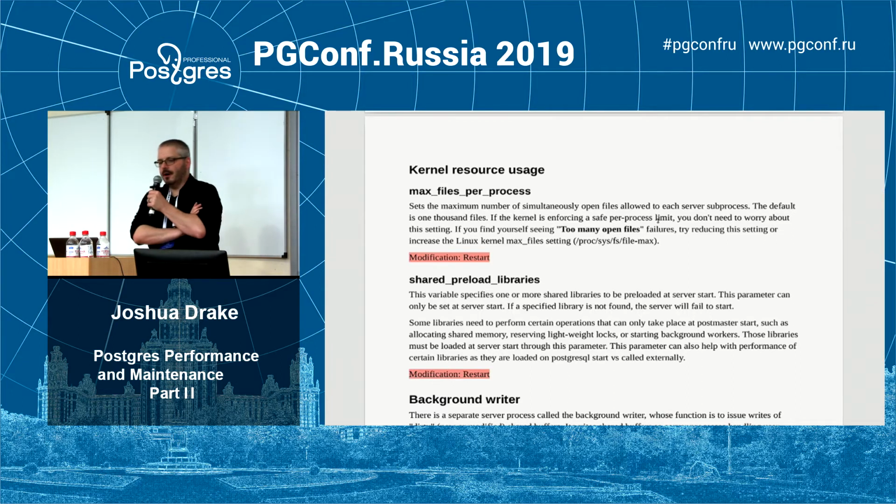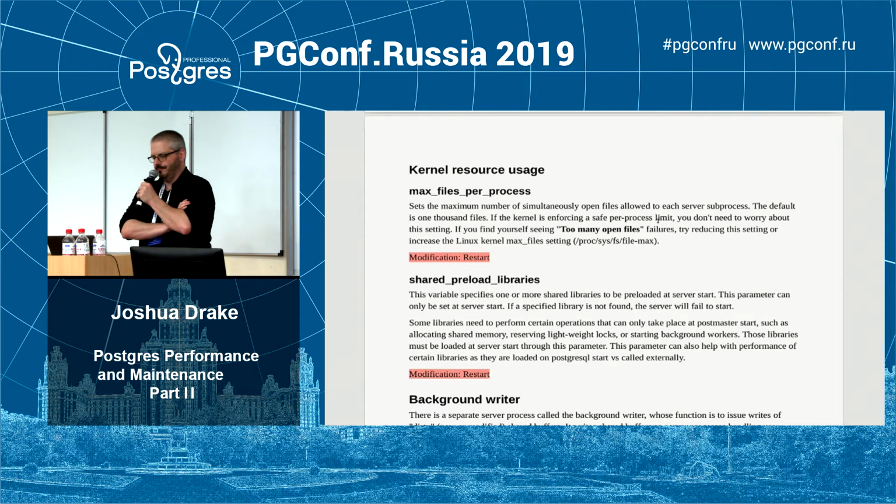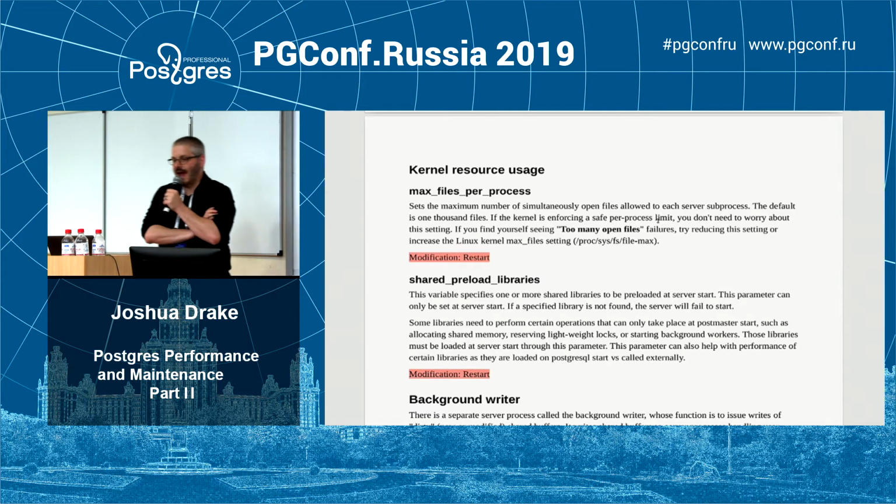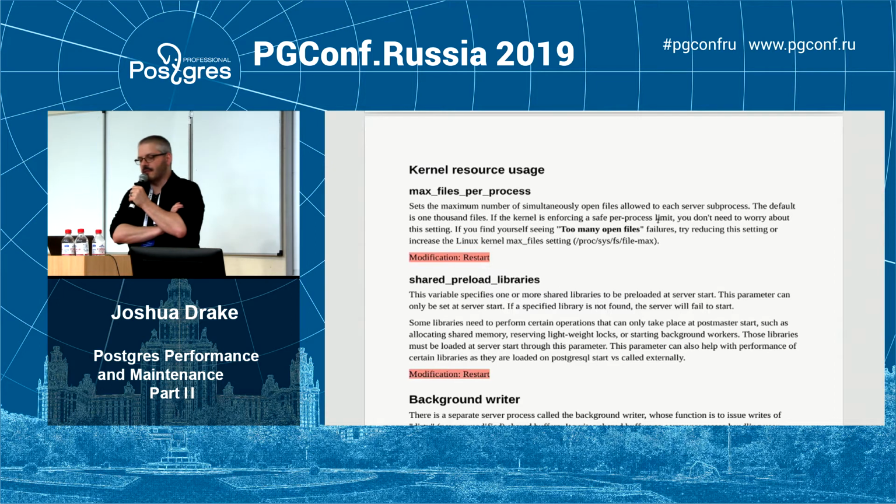Shared preload libraries. This is actually a really nice feature. I don't remember when it was added, but it's been a while. It specifies one or more shared libraries to be preloaded at server start. This parameter can be only set at server start. If a specified library is not found, the server will fail to start, but it will also log, can't find this library. Some libraries need to perform certain operations that can only take place at postmaster start, such as allocating shared memory, reserving lightweight locks, or starting background workers. Those libraries must be loaded at server start through this parameter.